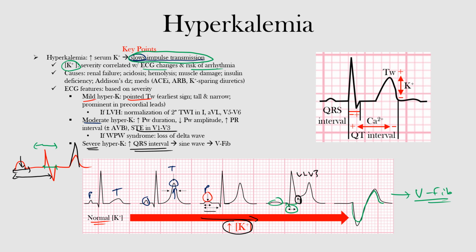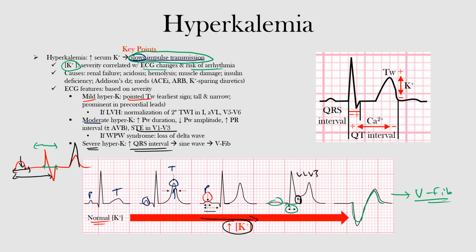We mentioned a number of causes: renal failure, acidosis, hemolysis, muscle damage, insulin insufficiency, as well as Addison's disease. We mentioned some medications: ACE inhibitors, ARBs, as well as potassium-sparing diuretics. Digoxin toxicity can lead to this too, because remember, digoxin competes with potassium for the sodium-potassium ATPase.